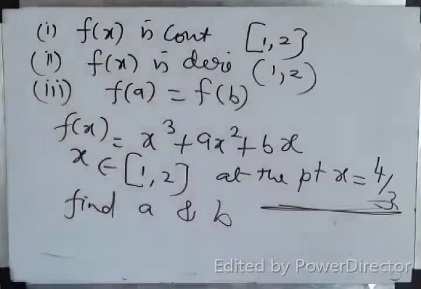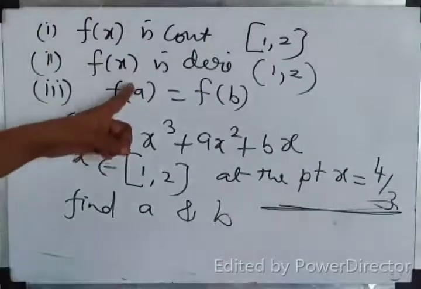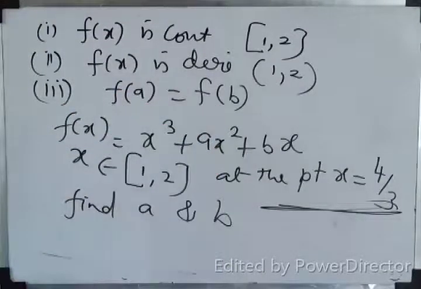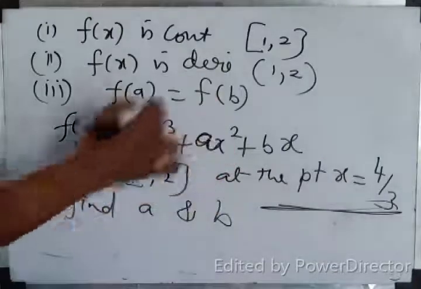Then the fourth point is what? Then there exists at least one c such that f dash of c equal to 0. f of a equal to f of b, one equation. f dash of c equal to 0, another equation. If you solve both the equations, you will get a and b. Do you understand?